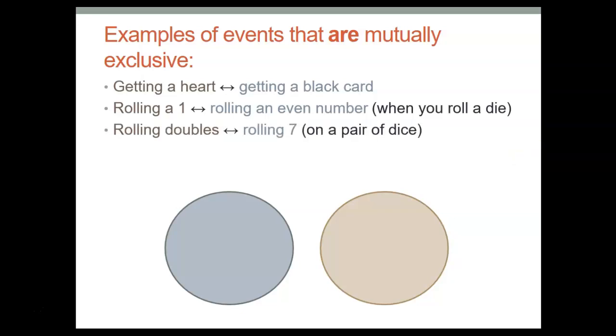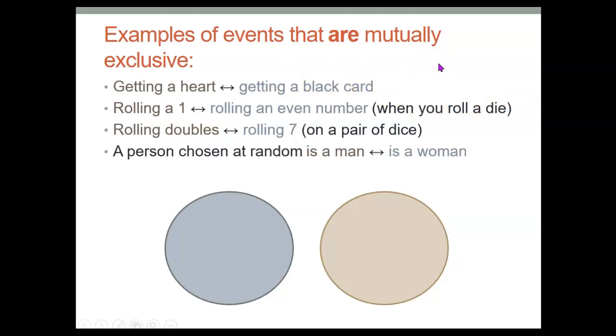Rolling doubles and rolling 7 on a pair of dice. If the dice add up to 7, they can't be doubles. And if they're doubles, 1, 1, 2, 2, 3, 3, 4, 4, 5, 5, 6, 6, they can't add up to 7. A person chosen at random is a man, is a woman.